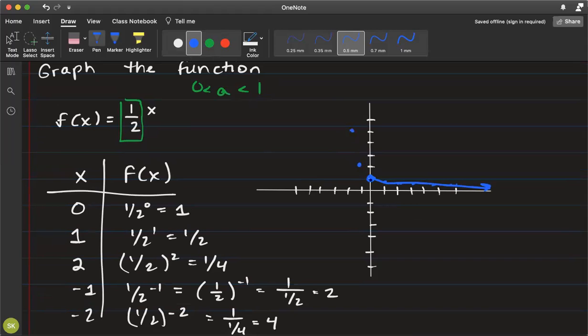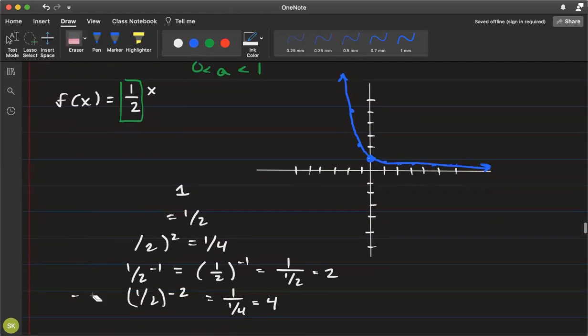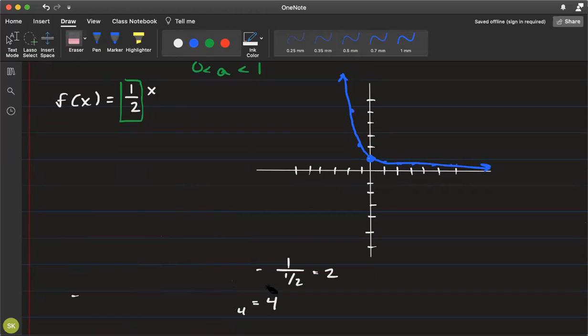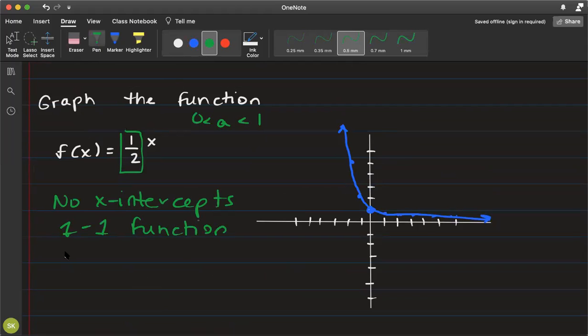So this graph is going to look like this. And compare it to the other graph I drew. What's the difference here? Well, the difference is it's been flipped with respect to the y-axis, x equals 0. We flipped it, it's the mirror image. So let's write some information about this down. So one thing to notice is we again have no x-intercepts. We have a one-to-one function. This time the function is decreasing.